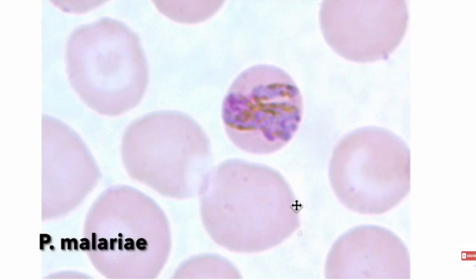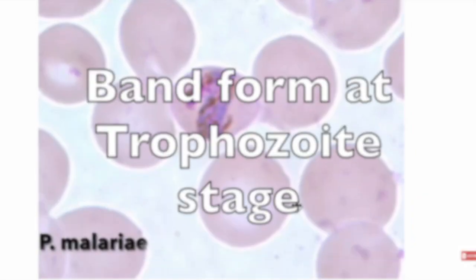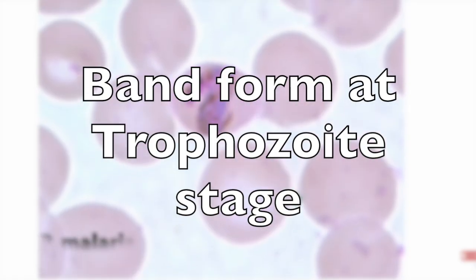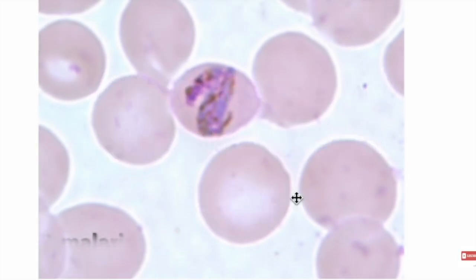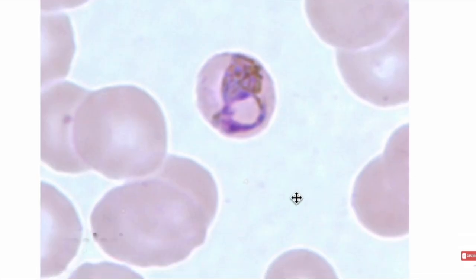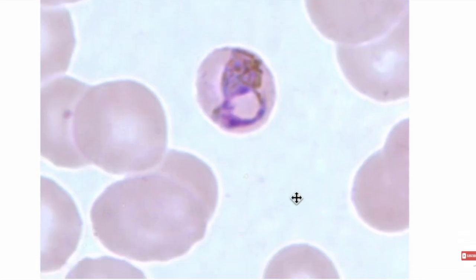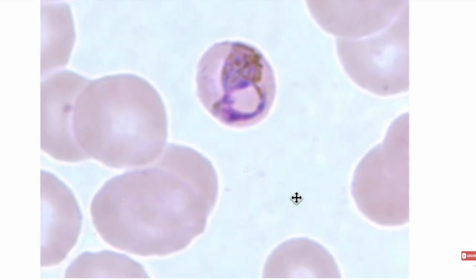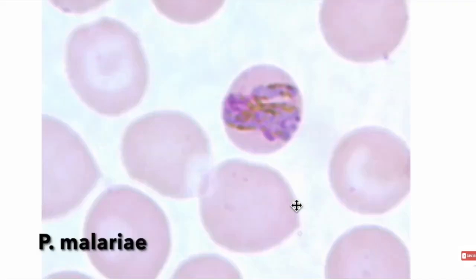And so with P. malariae, you can get what's called a band form at the trophozoite stage. And I mean, it really looks like a little band stretching across the red cell. And in some cases, it even looks like a little basket. It's one of those malaria morphology features where once you've seen it, you think, oh, that's quite distinctive.